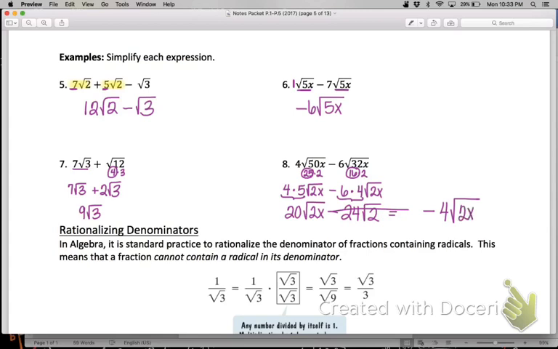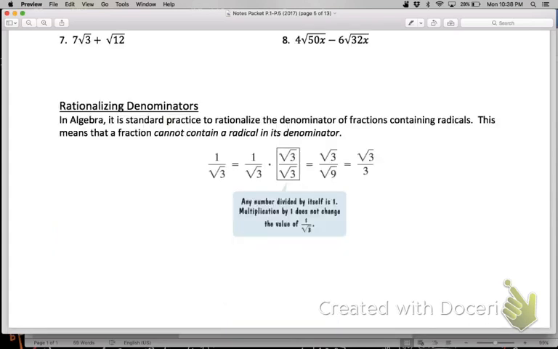Okay? And then the last thing that I want to talk about today are these simple rationalizing problems. So in algebra, it's standard practice to rationalize the denominator. And what that means is, remember we talked about our number sets the other day. A square root of 3, for example, that is an irrational number. We prefer, in order to make sure that all of our answers look the same and that we have the easiest values to work with, we want the denominators to be rational numbers, not square roots. So the rule is you cannot have radicals in the denominator of a fraction.